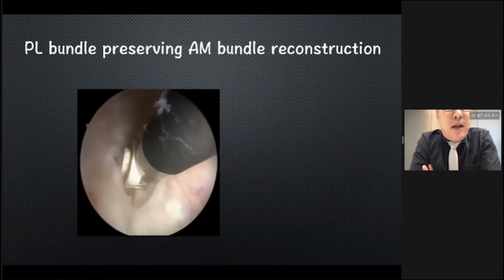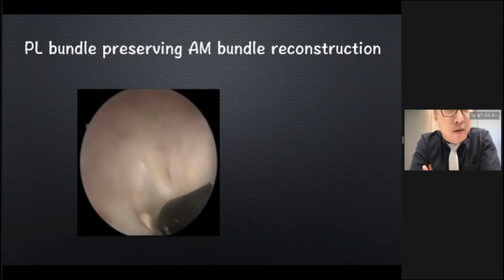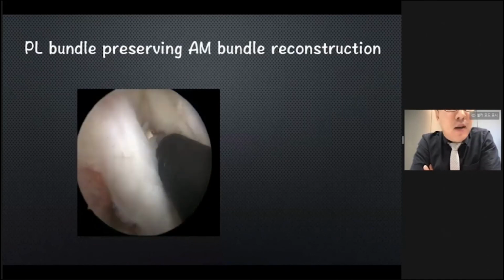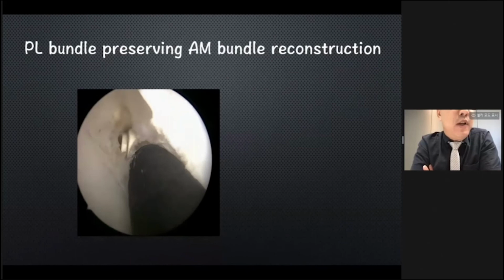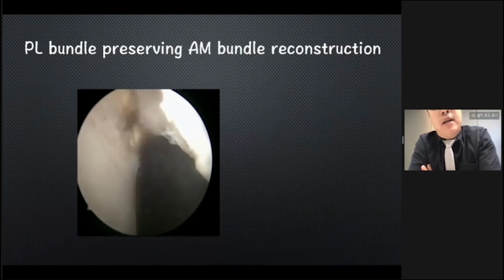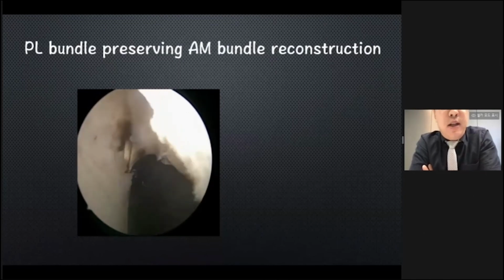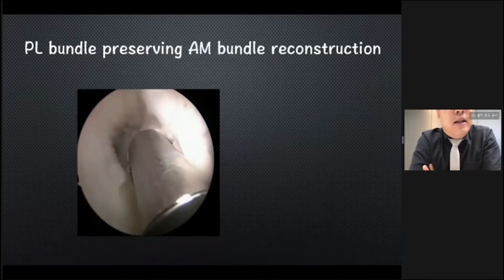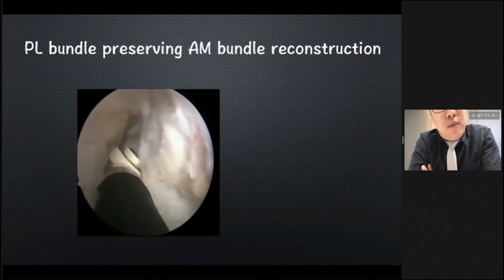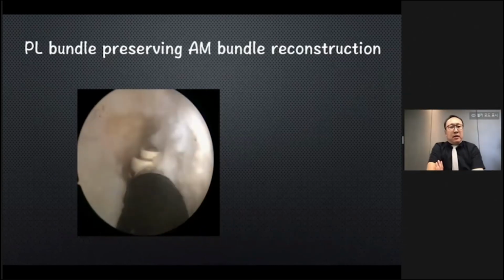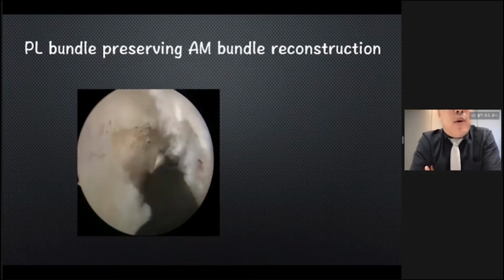But in this kind of patient, it's very difficult to use the landmark on the lateral wall to recognize your femoral condyle because there's too much soft tissue over there. So it's a good case to use the posterior landmark. So again, use the electric cautery to clean the lateral wall of the AM bundle and to make a mark on the lateral wall. This mark is where I plan my femoral tunnel.